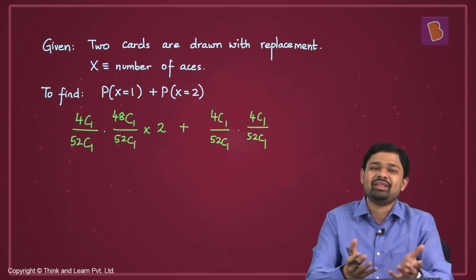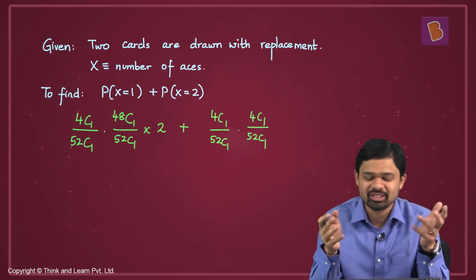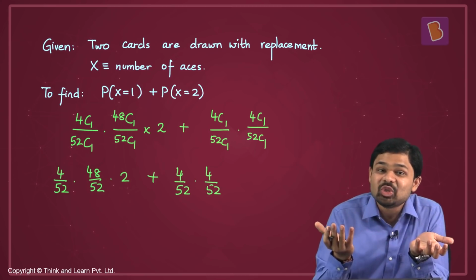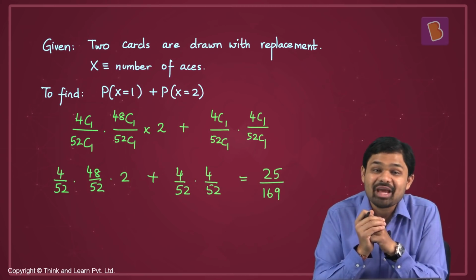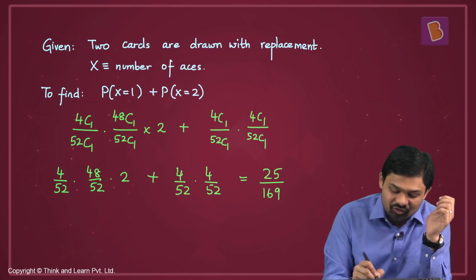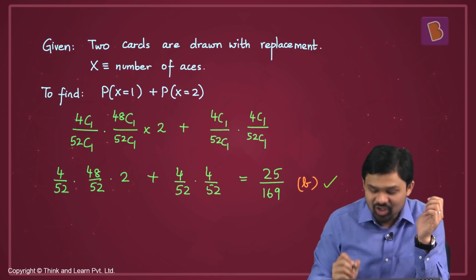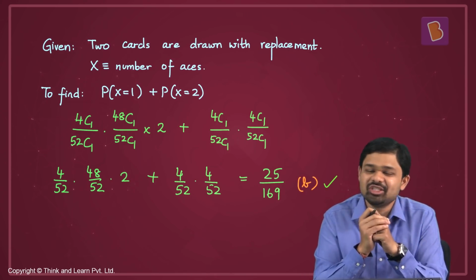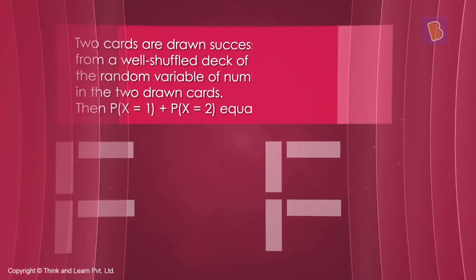Now you have to just simplify these combinations, and upon simplifying the combinations, you will arrive at the solution, which is 25 divided by 169. This was given in option B, so option B was the correct answer to this very simple probability question.